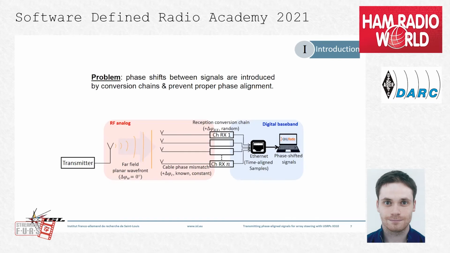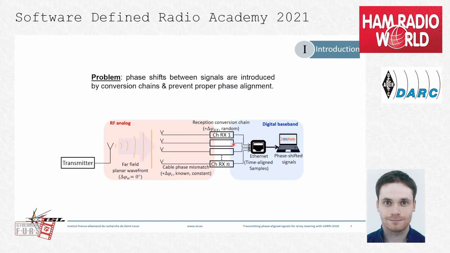Okay. During this PhD, the main problem we encountered was that phase shifts between USRP channel signals were introduced by the conversion chains, preventing proper phase alignment. Indeed, that is illustrated here. You can see represented an antenna array steered by USRPs, which are represented by their conversion chains here.